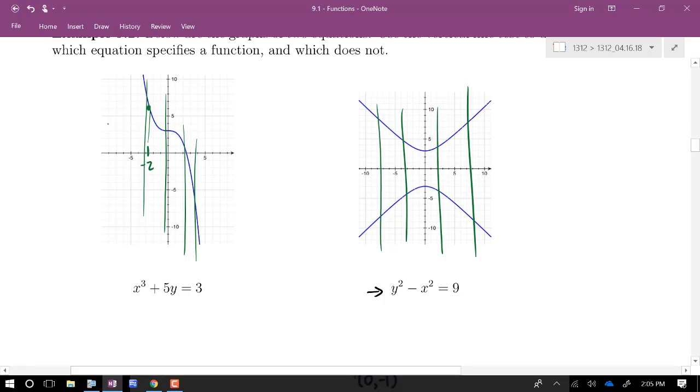Okay. So this is a function. This is not a function. I mean, it's still an equation. I'm not hating on it or anything. It's got some interesting behavior.